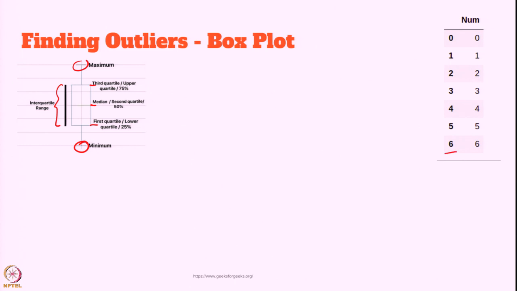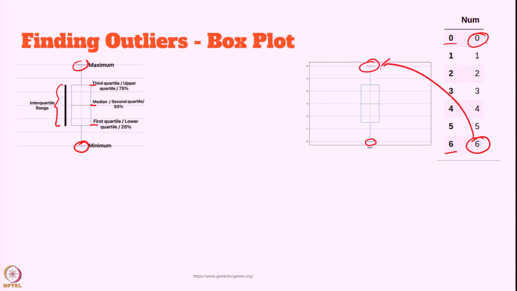I will take an example. Now we have six instances, 1 to 6 are the values. If I represent the same in a box plot, it looks like this. Here 0 is the minimum value, and 6 is the maximum value, which is this part. Now the median is 3, and the third quartile is 4.5 and the first quartile is 1.5.